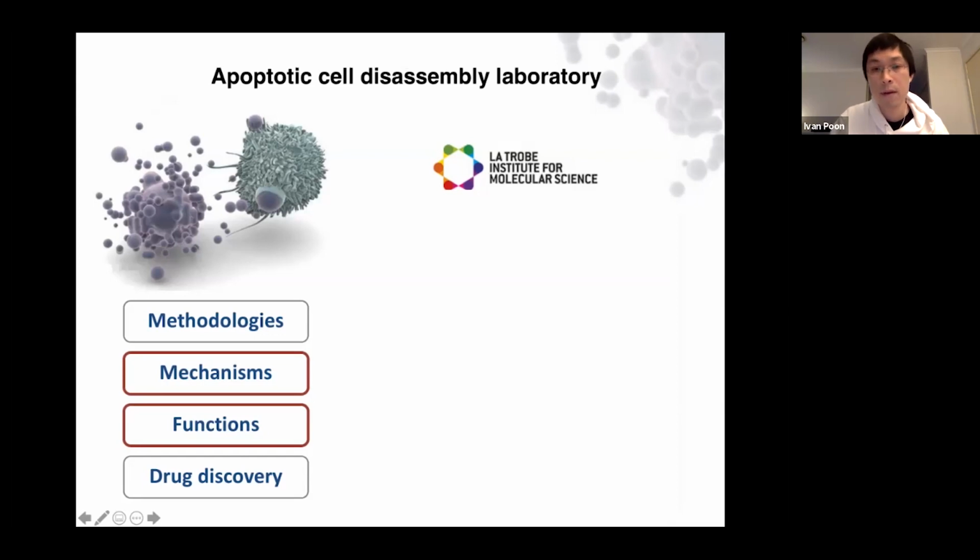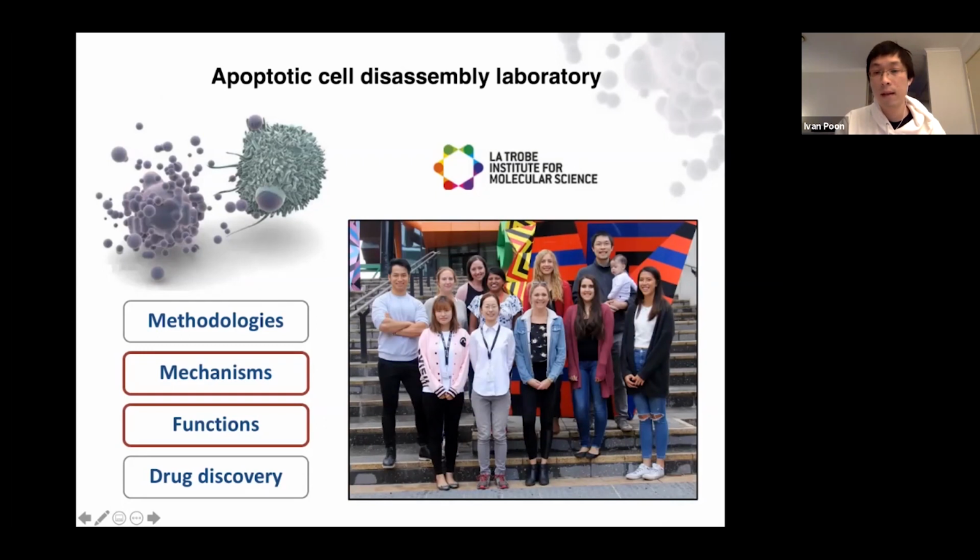There are four main focuses of my lab. One is to develop better methodologies to study how cells break apart in the formation of apoptotic bodies. The major focus at this stage is the mechanism of how this occurs and also the function of this process. We also have a drug discovery aspect as well. But the focus of the talk today is more on the mechanism and the function. I'm very lucky to have a fantastic group of students and postdocs working on this area with me at La Trobe. Most of the work that I'll present today is done by two very talented graduate students, who are now postdocs, Rochelle Teixeira and Georgia Atkins-Smith.